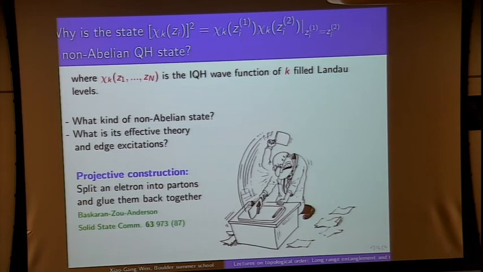Using this point of view, there's a slave-boson approach, which was developed in this paper in the early days of high-Tc. Then one can obtain the low energy effective theory of this wave function. From the low energy effective theory, we can guess or conjecture that this state is non-abelian. So that's the idea of how to argue this state is a non-abelian state.